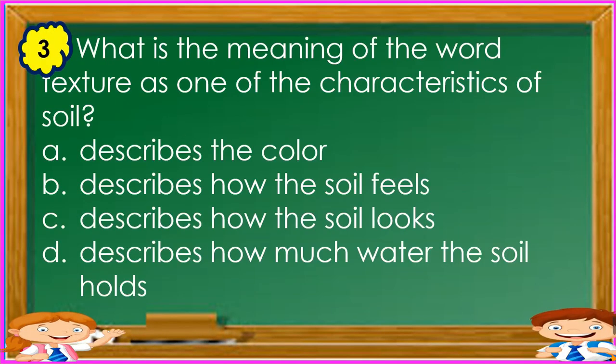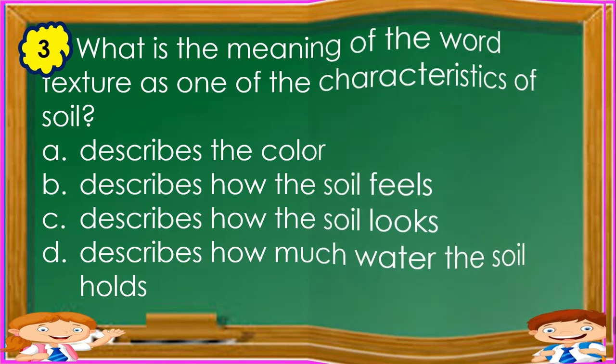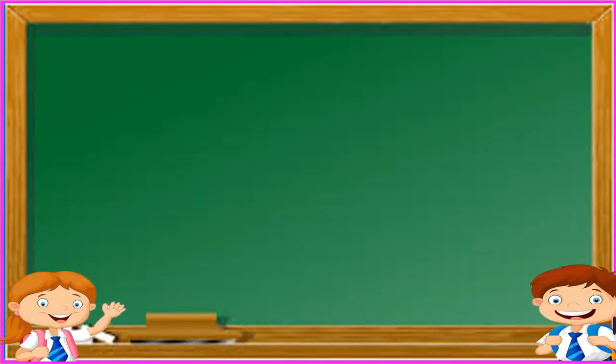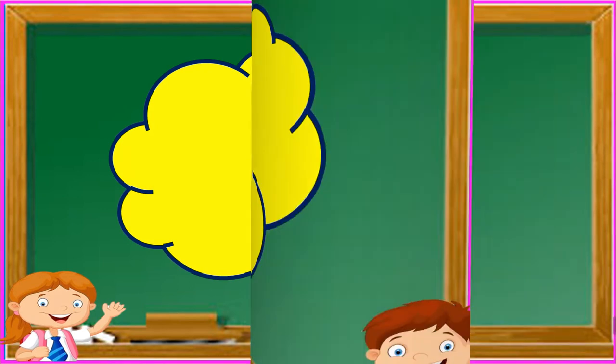Number 3. What is the meaning of the word texture as one of the characteristics of soil? Letter A. Describes the color. Letter B. Describes how the soil feels. Letter C. Describes how the soil looks. Letter D. Describes how much water the soil holds. The correct answer is letter D.